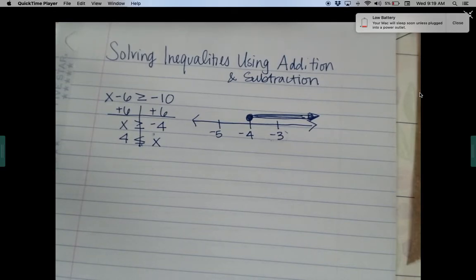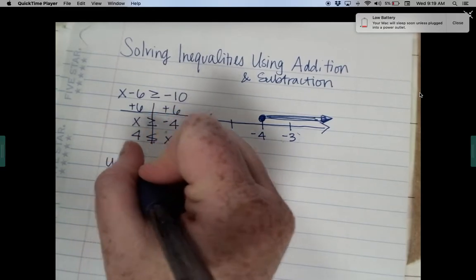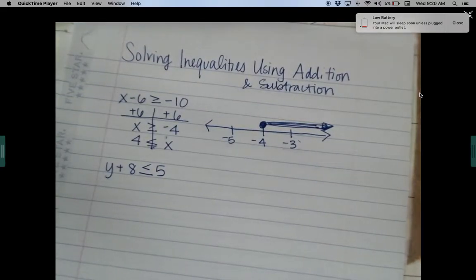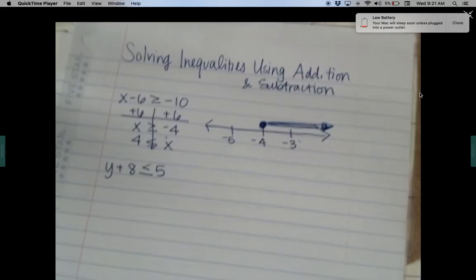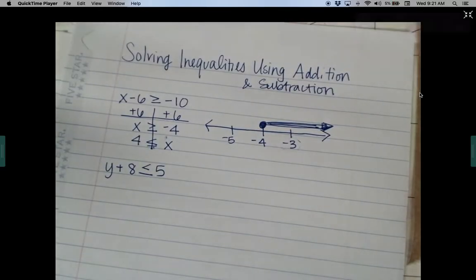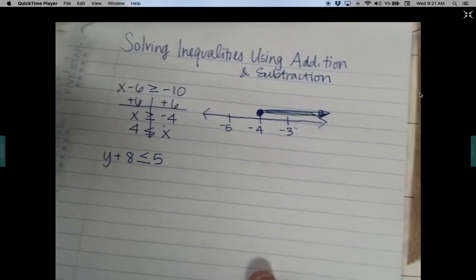All right. Let's do, we're not going to do a ton. I know my computer's dying. Y plus 8 is less than or equal to 5. Solve that while I plug in my computer. No, I don't know what he was talking about. Okay.